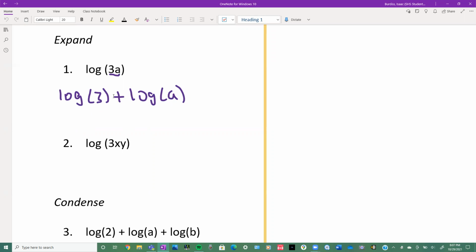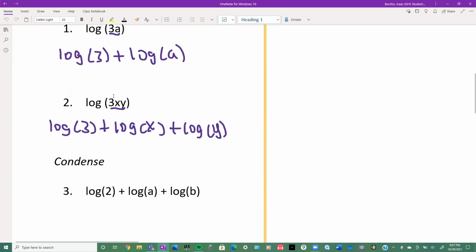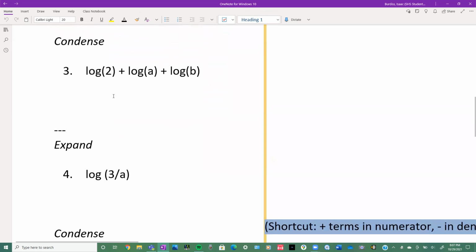Okay, and then number 2 is no different. We have 3xy, so that's 3 different things. Log of 3 plus log of x plus log of y. That's pretty simple. All right, condense, but now that means opposite. We start out with the adding, and then we make it into 1. So we look at the arguments, 2a and b, and we just put them beside each other, meaning they multiply, and we do that in 1. Also kind of simple.